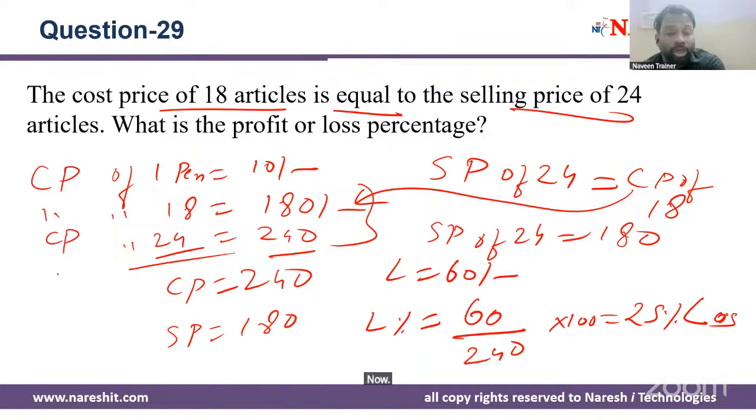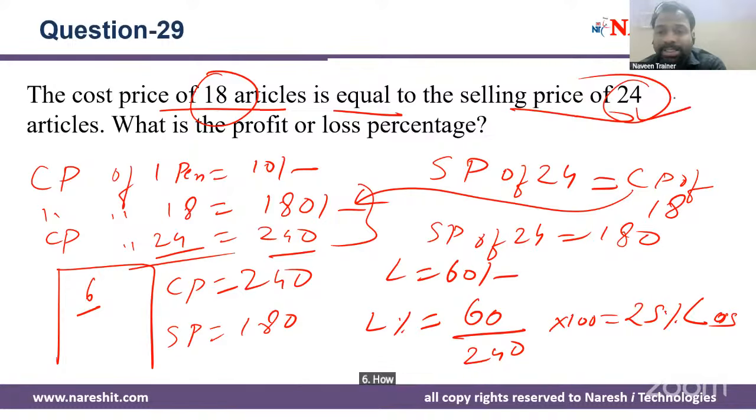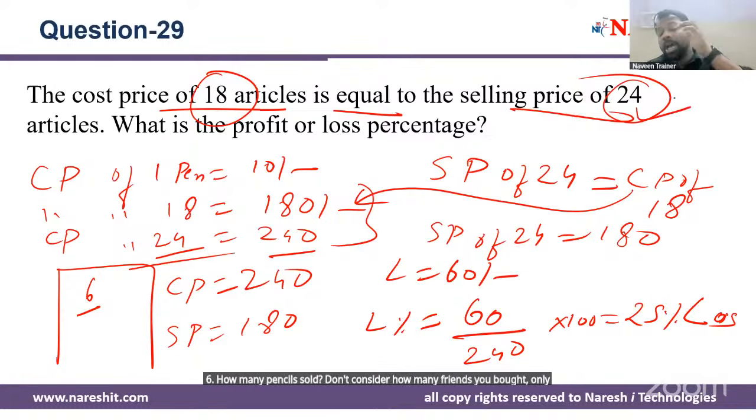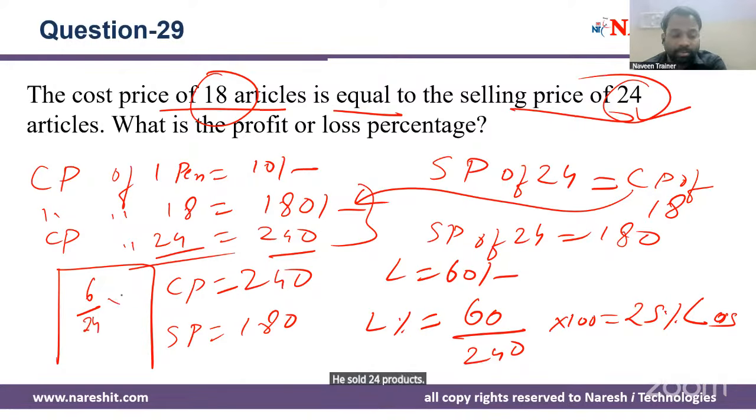Now how to do shortcut? One step. Difference between the numbers 18 and 24. 6. How many pens is sold? Don't consider how many pens he bought. Only see the number. How many products he sold? He sold 24 products, 6 by 24 into 100, which is nothing but 25%.